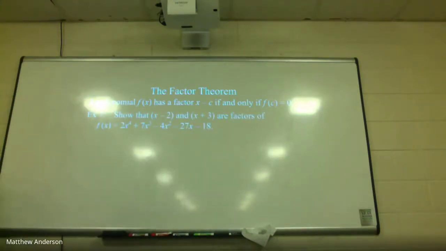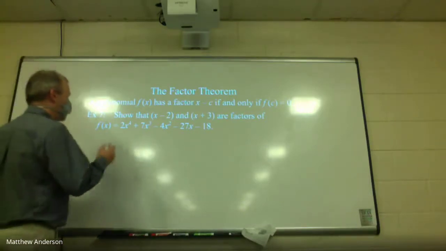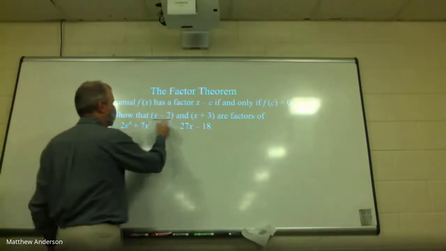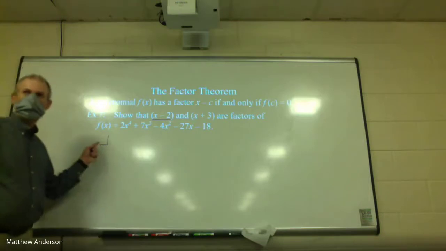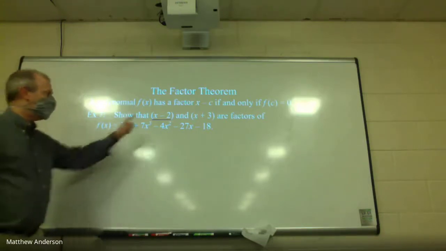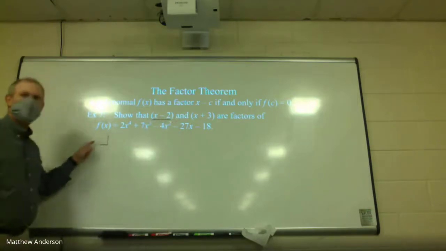So show that x minus 2 and x plus 3 are factors. So we've got this big thing, and these are factors, right? And we're going to show that they're factors. So if I want to show that x minus 2 is a factor of this, what am I going to put in the corner? Now be careful when you answer this, because we've done 2 different things, right? X minus 2. If I want to show that x minus 2 is a factor, what am I going to put here? Positive 2, right?